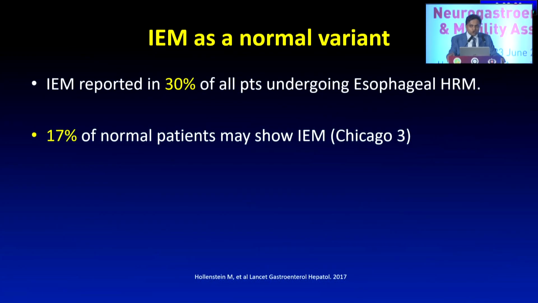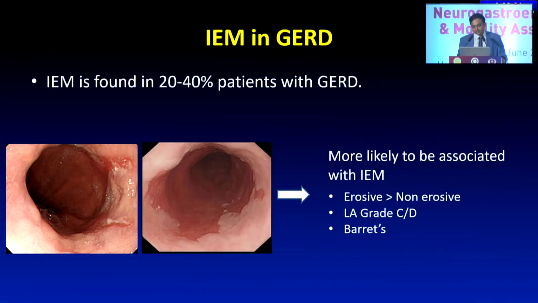So let's talk about normal variants. Ineffective esophageal motility is reported in up to 30% of the patients undergoing esophageal manometry. So that's a significant number. And 17% of normal patients might show patterns of ineffective motility as per the Chicago 3. Mind you, Chicago 4 has become more strict with diagnosing IEM. In GERD, ineffective motility is seen in up to 40% of the patients, and it is seen that with higher grades of GERD, like LA grade C or D esophagitis or with Barrett's, the IEM incidence goes on increasing.